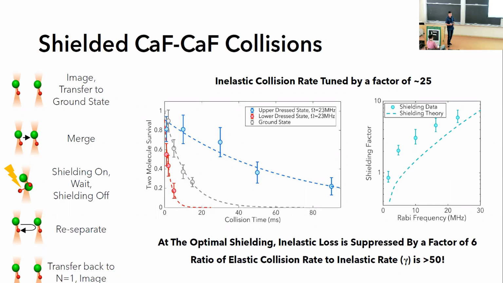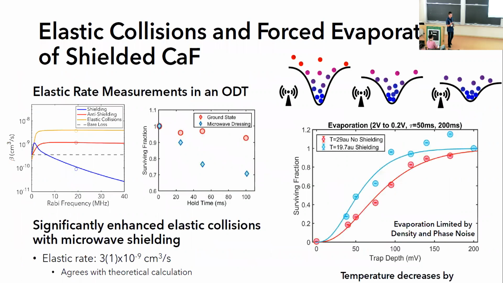So now that we had this inelastic loss rate mapped out, we wanted to double check what the actual elastic loss rate is, to verify that it is indeed a factor of 50 higher. And sure enough, we see that when we prepare the molecules in this microwave dressed state, the elastic collision rate increases by almost an order of magnitude. And this verifies that we do have this very high ratio of elastic to inelastic loss. We did try some quick evaporation of these molecules, but we simply didn't have enough density compared to our dressed state lifetime to have this be very successful.